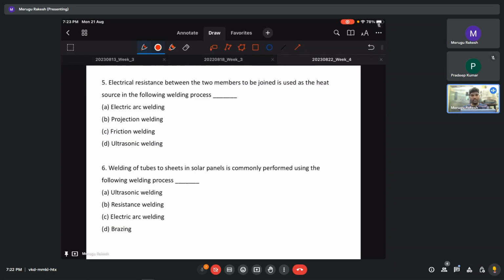Okay, let me solve slowly. The fifth question is about the following process where the electrical resistance between the two members to be joined is used as the heat source. The options are electric arc, projection welding, friction welding, and ultrasonic welding. Which will be the suitable answer?